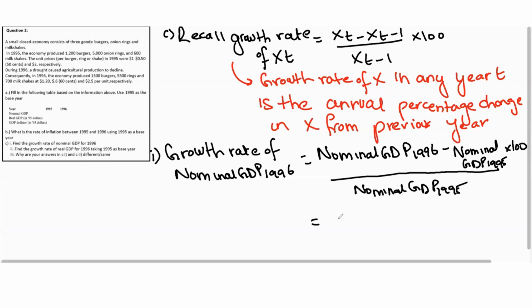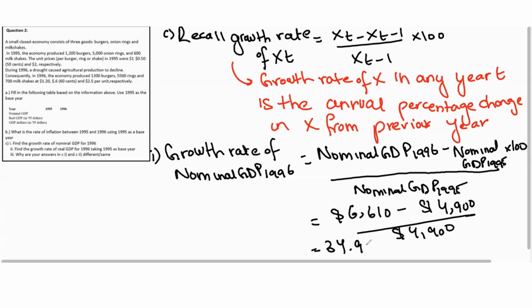And this is something already found in part 1. This is 6,610 minus 4,900 divided by 4,900. Let me just check. This is supposed to be 600. Okay, so then this is just 34.90%, the growth rate in nominal GDP in 1996. Now let's do the same for real GDP.